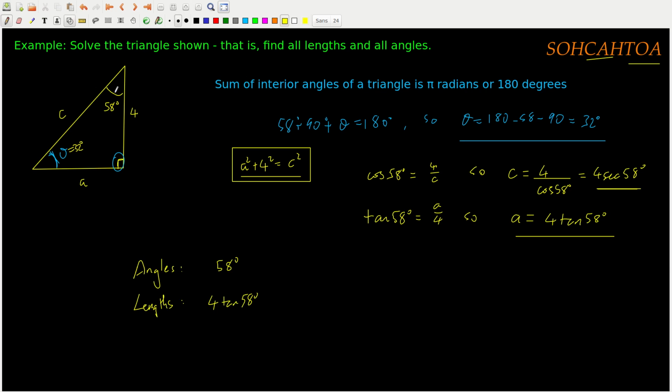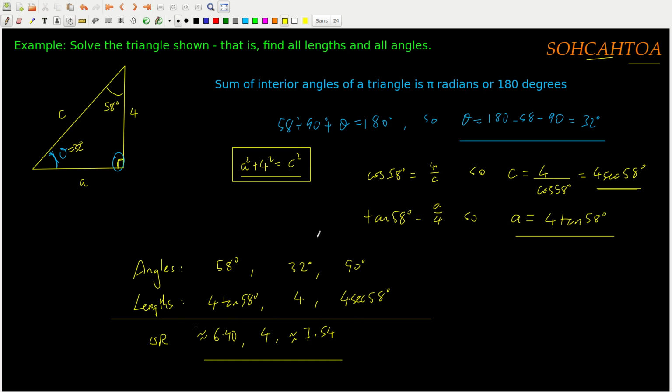We know 58 degrees and the corresponding length is a, which is 4 times tan of 58 degrees. We've got an angle of 32 degrees and the corresponding length is just 4. And finally, the right angle of 90 degrees, the corresponding length opposite is the hypotenuse, and it was 4 secant of 58 degrees. We could approximate those, and that would give us about 6.4, 4, and about 7.54, just plugging those into a calculator. But these exact values are fine. These exact values and corresponding angles solve the triangle. They give us all lengths and all angles.